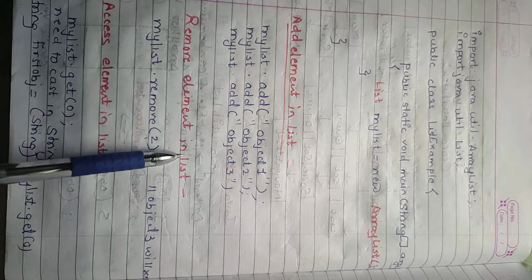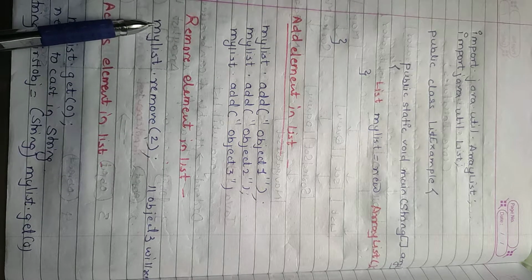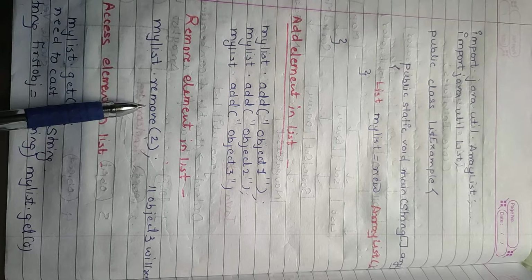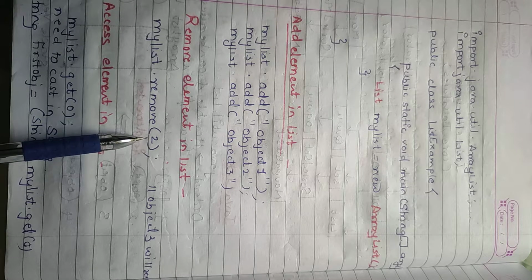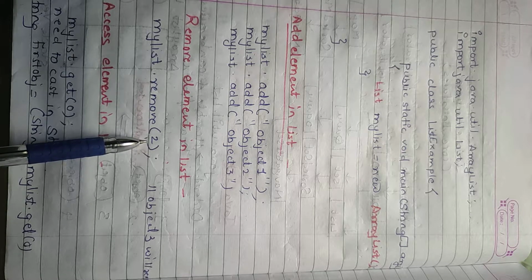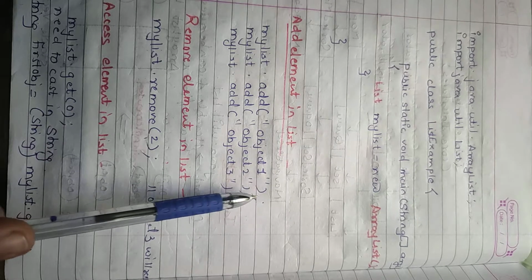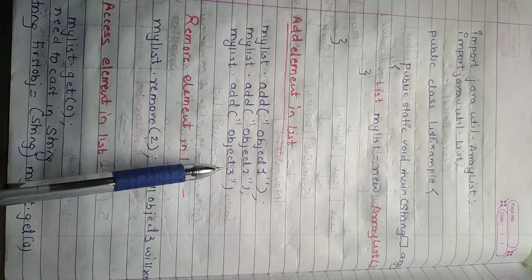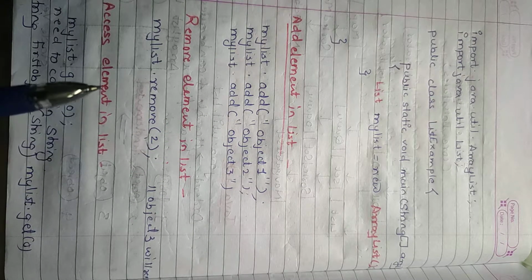How can you remove an element from the list? So: name of the list dot remove, and the location from which you want to delete that element. So I want to delete the element at location 2. Let's count 0, 1, 2. So object 3, this element will get removed from the list.